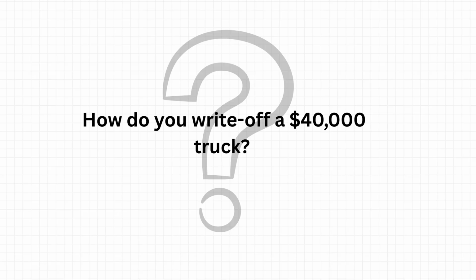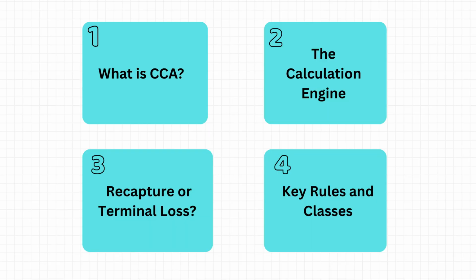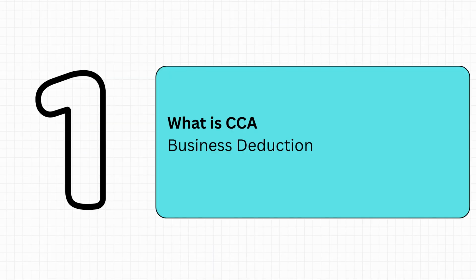So here's our game plan. It's pretty straightforward. First, we'll cover the big idea. What even is this thing? Then we'll get our hands dirty and walk through the actual calculation step by step. After that, we'll look at what happens when you eventually sell those assets, if you will: a recapture or terminal loss. And finally, we'll wrap up with some of the nitty gritty details like the most common rules and classes you'll run into.